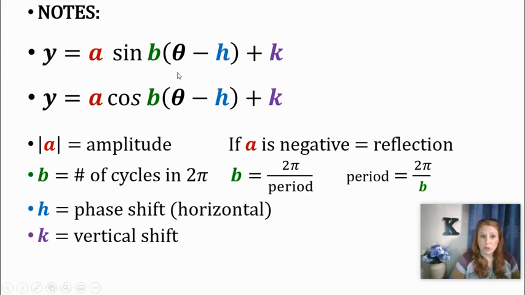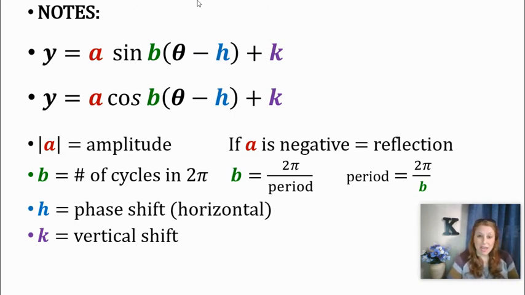So for example, if in this top equation we have theta minus 1, that's going to shift the graph to the right 1 unit because it always goes the opposite direction of what you would think. Remember, shake your head horizontally. It doesn't go the way you would think. If this said theta plus 1, it's going to shift the graph left 1 unit.